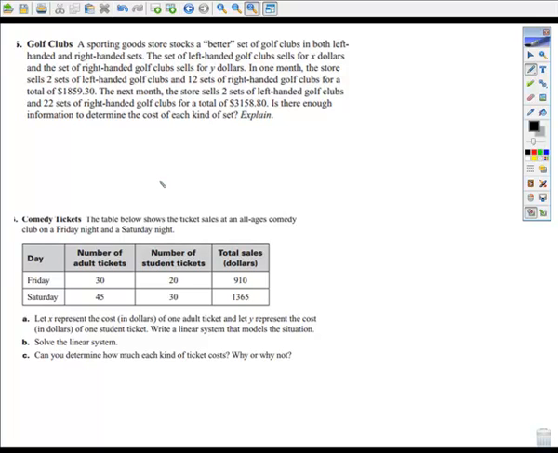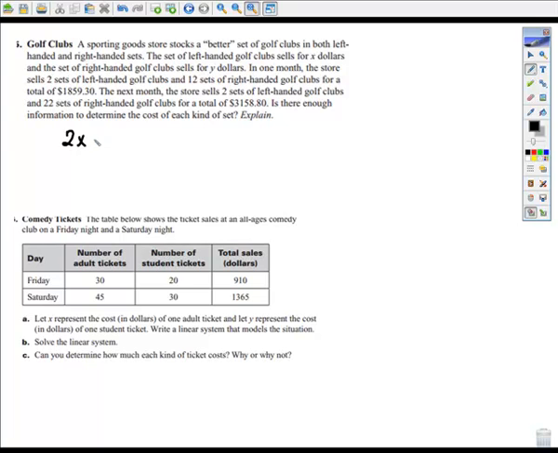Alright, golf clubs. A sporting goods store stocks a better set of golf clubs in both left-handed and right-handed sets. The set of left-handed golf clubs sells for X dollars and the set of right-handed golf clubs sells for Y dollars. In 1 month, the store sells 2 sets of left-handed golf clubs and 12 sets of right-handed golf clubs for a total of $1,859.30. So I'm going to go ahead and set that up.